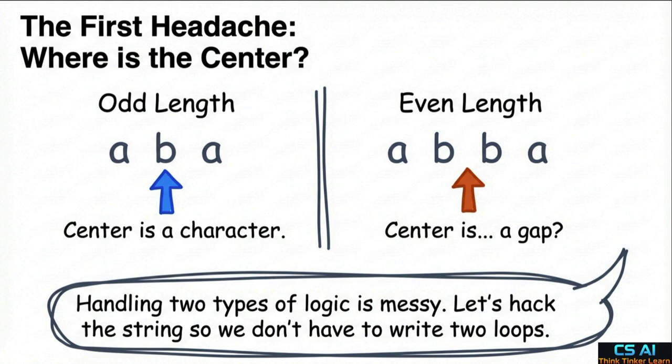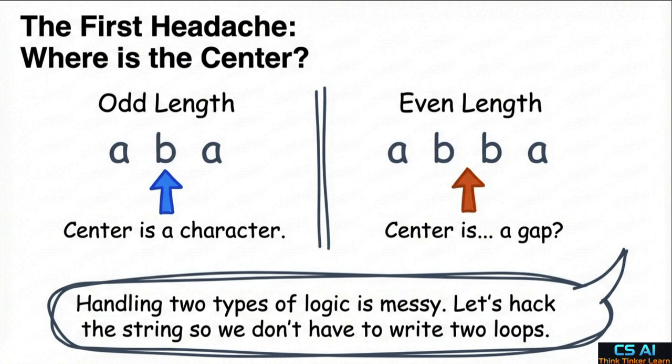When you implement a standard palindrome search, you hit your first headache almost immediately: symmetry types. Palindromes can have an odd length, like ABA. Here, the center is clear, a physical character, the B. But what about even length palindromes, like ABBA? The center isn't a character, it's a gap between the two B's. In a traditional algorithm, you'd have to write two separate loops or two separate pieces of logic to handle these cases. It's messy, it's prone to bugs, and it's conceptually annoying.